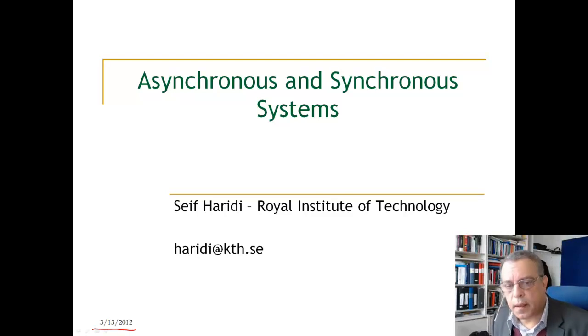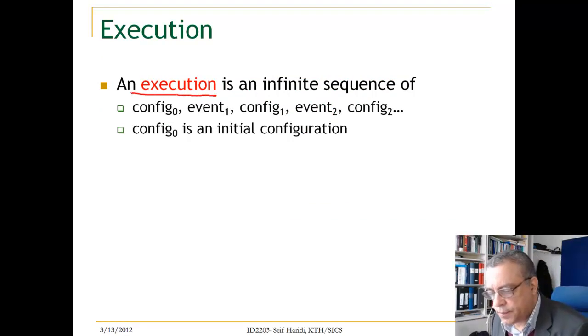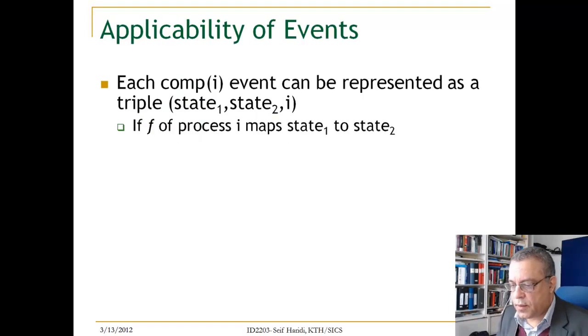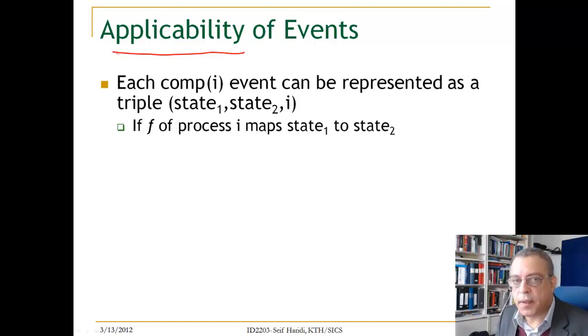Now, given our definition of state transition systems and execution, we are going to look at the definition of asynchronous and synchronous systems. So remember, an execution is an infinite sequence starting from the initial configuration and applying events one after the other. So we will now define the notion of applicability of an event, and it is a very simple notion.